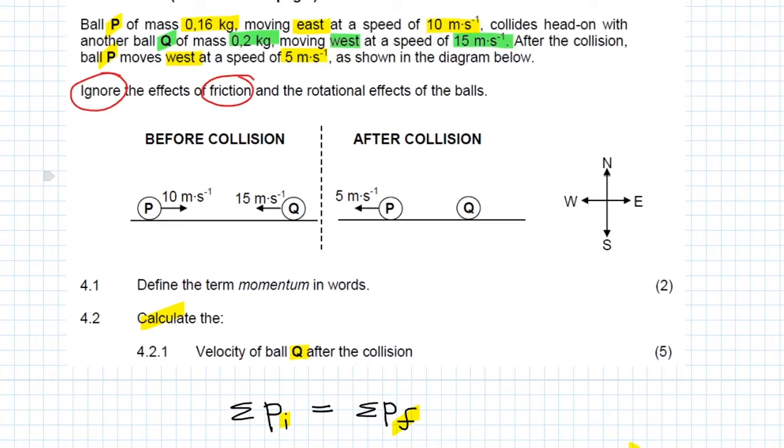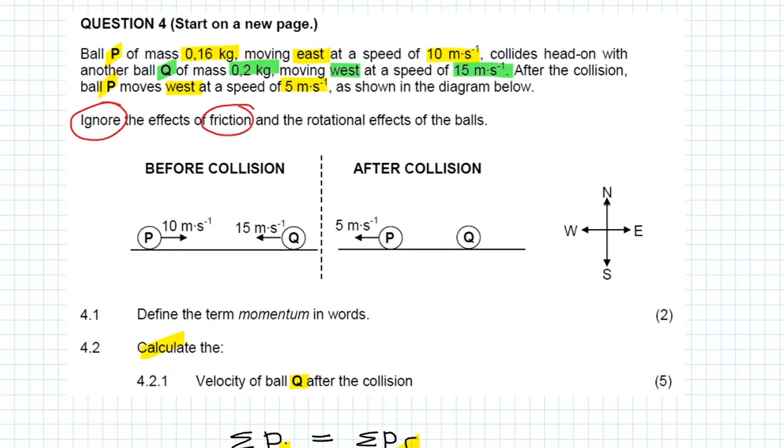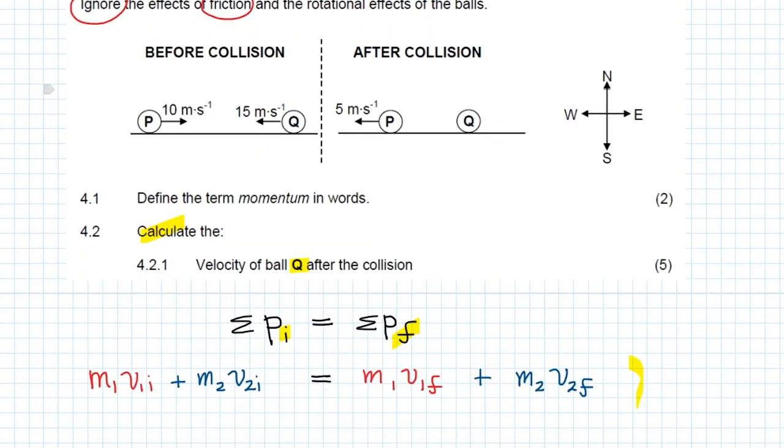So very important, we remember that momentum is a vector quantity, so direction is very important. They've provided us with two directions, east and west. How about we choose east as positive? This means that west is going to be negative. We need to sub our values into the formula.